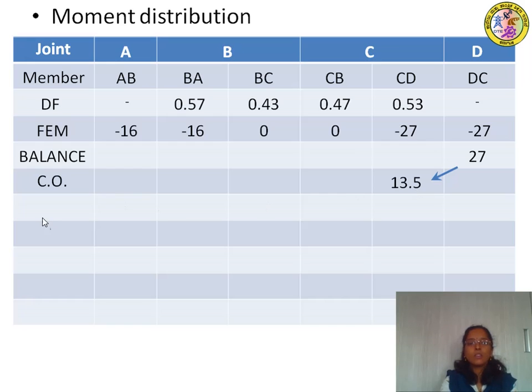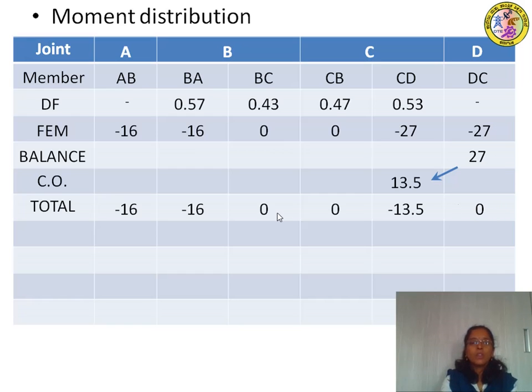Okay, so now at this point we will make a total. Whenever the extreme joints are either a simple end, a roller or a hinge, or an overhanging portion is given, in all those cases you have to make a total at this joint, at this junction, so that the extreme supports are balanced first. Okay, so MFAB remains 16 minus 16, BC 0, CB 0, and CD minus 27 plus 13.5 is minus 13.5, and for DC minus 27 plus 27 is 0.